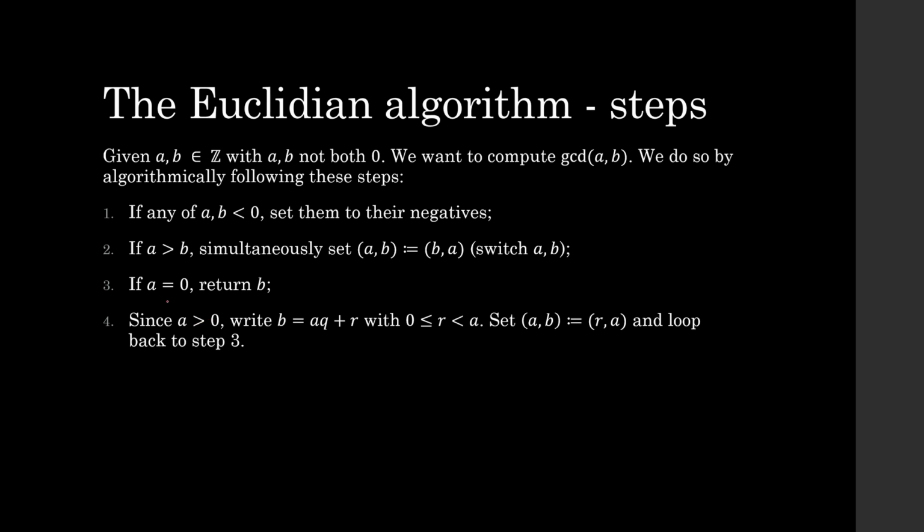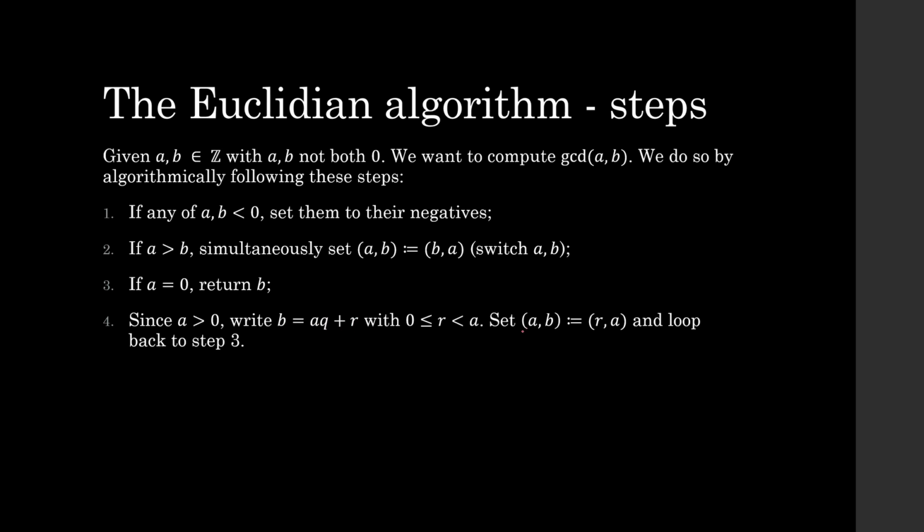So we know that a is bigger than 0 because we've passed step 3. And so from the theorem that we saw in divisibility, we have that b is equal to aq plus r. Remember, that's our quotient remainder pair, with r bigger or equal to 0 and smaller than a. The quotient is just how many times a divides into b, and r is the remainder that's left on division.